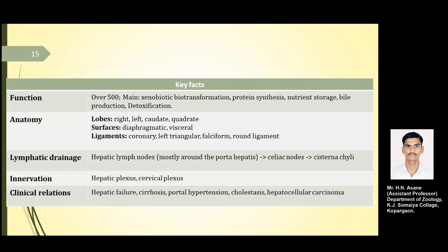Okay, the clinical relations: the liver can show hepatic failure like cirrhosis, in those persons who are drinking alcohol. Then portal hypertension or cholestasis can occur. Then hepatocellular carcinoma, the cancerous condition, is also there. Then hepatitis A, B or C also have clinical relations with the liver.